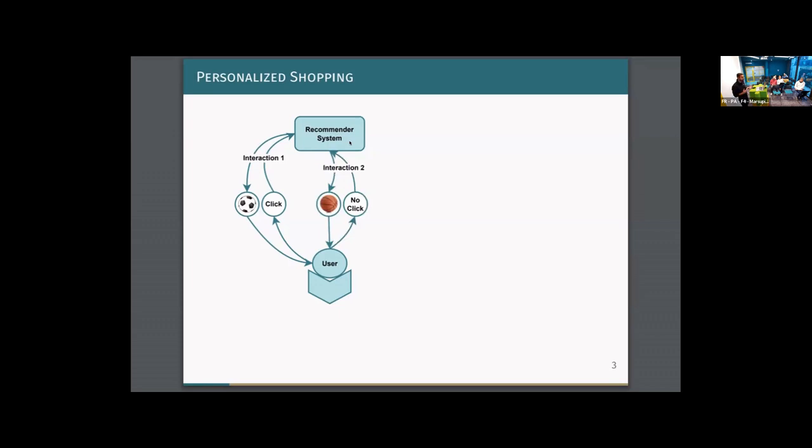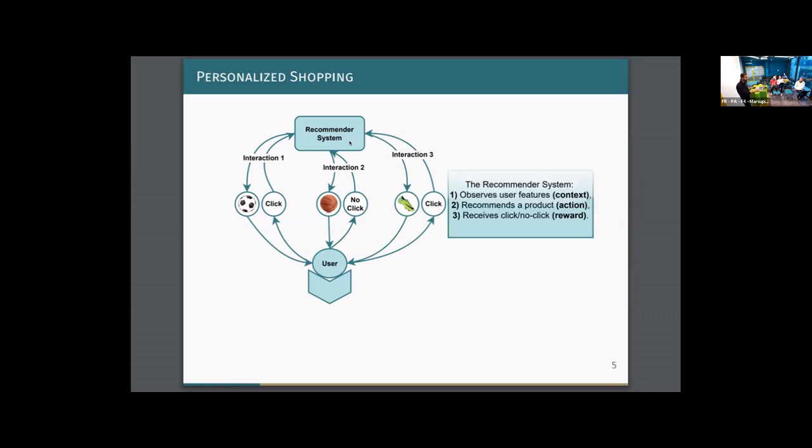So now the recommender system understood that the user is actually not that much into balls, but rather likes things related to football. So we recommend a football shoe, and we got a click, and we are happy.